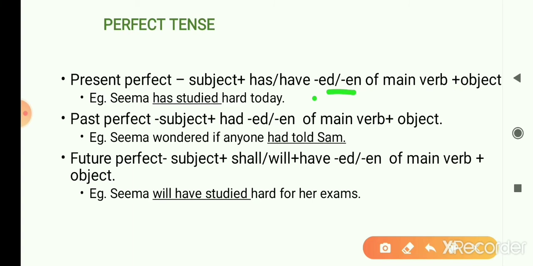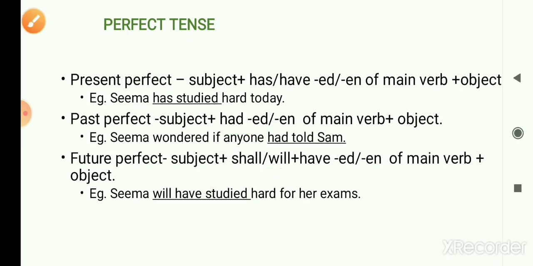So ed. Now past perfect. Subject plus had, plus ed or en of main verb plus object. So it will be Seema wondered if anyone had told Sam. So I am using had from the rule. Future perfect. Okay, here subject plus shall or will plus have, plus ed or en of main verb plus object. So the sentence will be Seema will have studied hard for her exams.